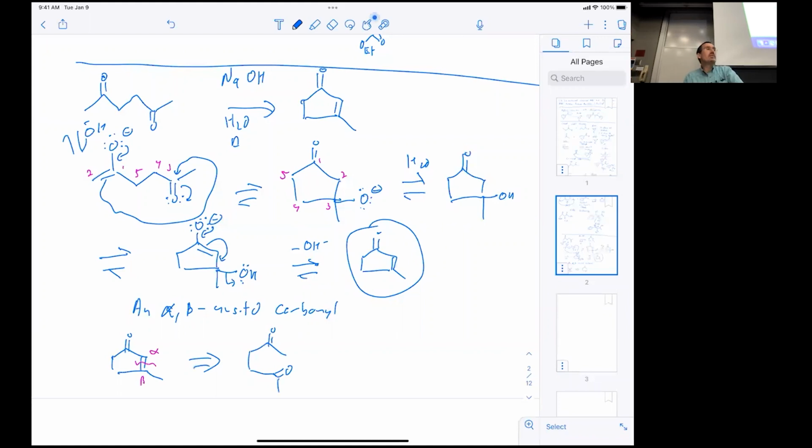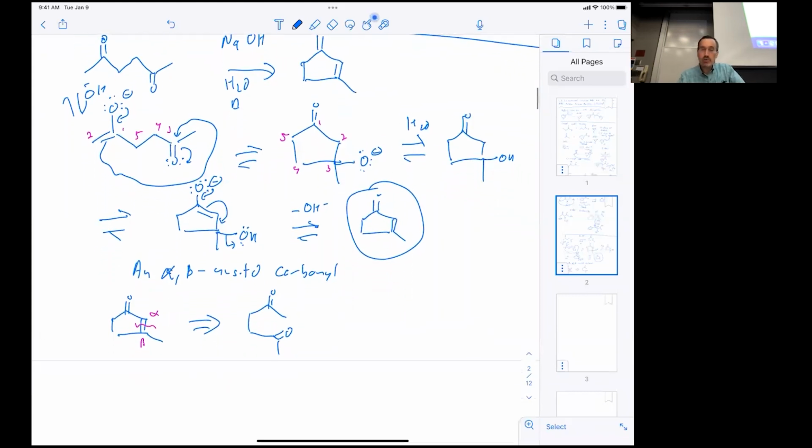like that. In other words, the molecule on the left, the alpha beta unsaturated carbonyl compound, can come from the molecule on the right, which if we just unwrap it, we say, oh, okay, wait a second, that's just pentane dione, just 2,5-pentane dione.